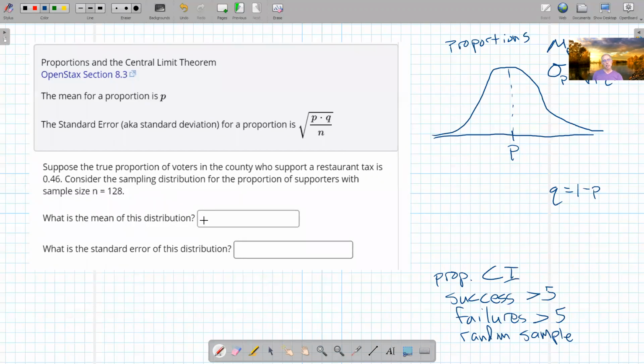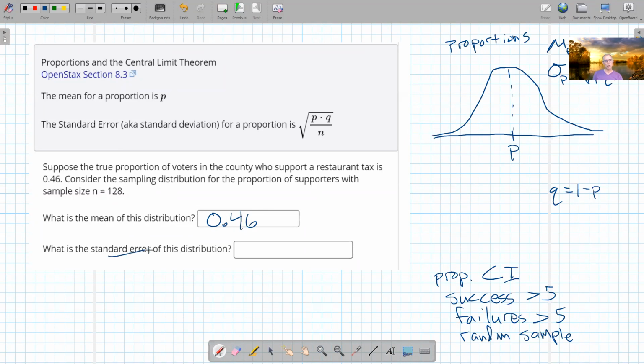So they say, what's the mean of this distribution? The mean is the proportion, right? I say it right up top there. So let's see, they have the true proportion is 46%. So the mean is 0.46. And with proportions, we usually state them as decimals when we're doing calculations.